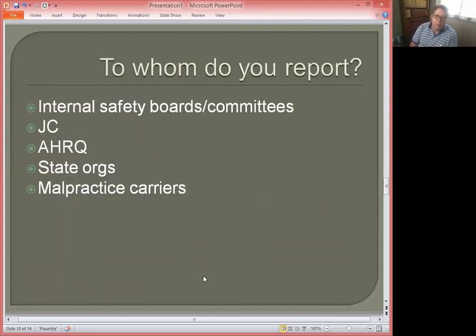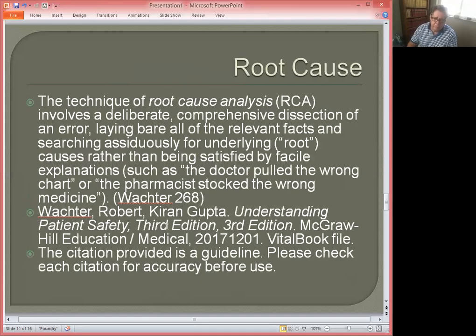To whom do you report? Reporting will be available to internal safety boards and committees, which we discussed should be included in your patient safety plan as to how and whom it's reported to, how often, and who will be responsible for review. Also The Joint Commission, the American Hospital Reporting Quality Standards Organization, state organizations, and malpractice carriers, among others. These are probably the most important.